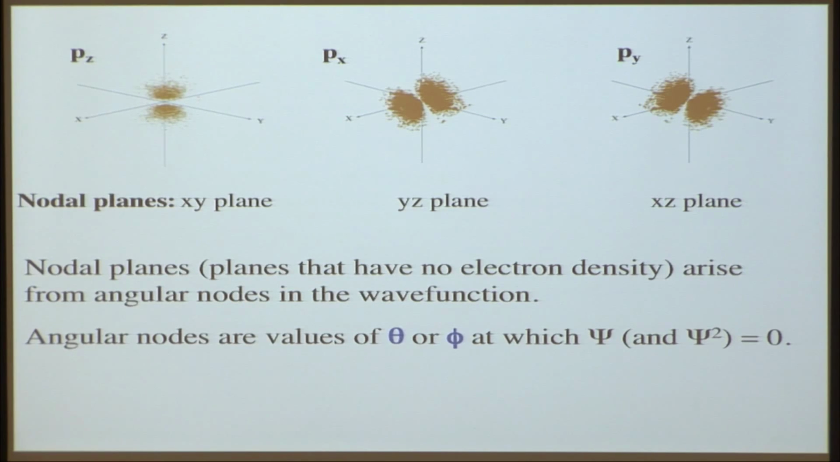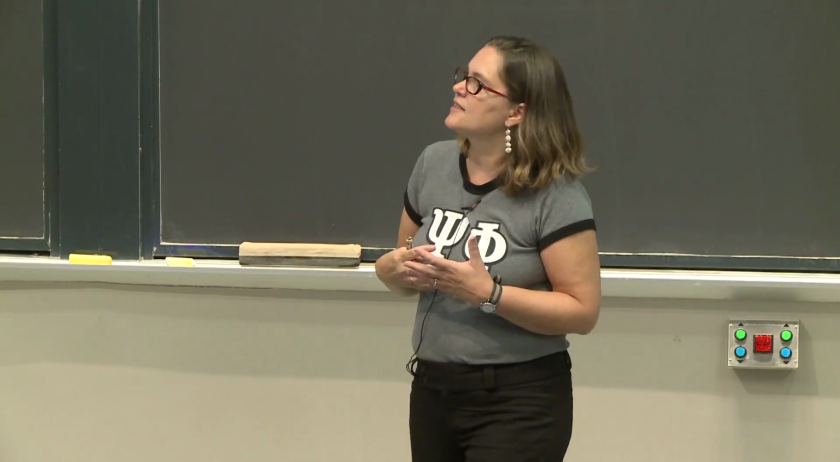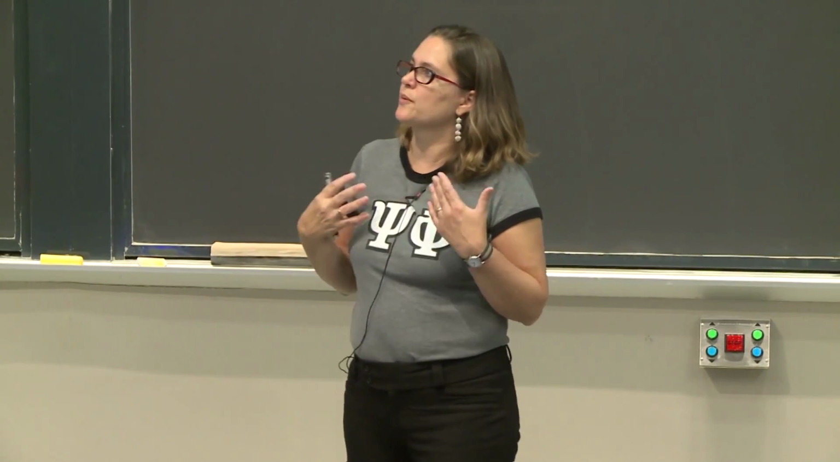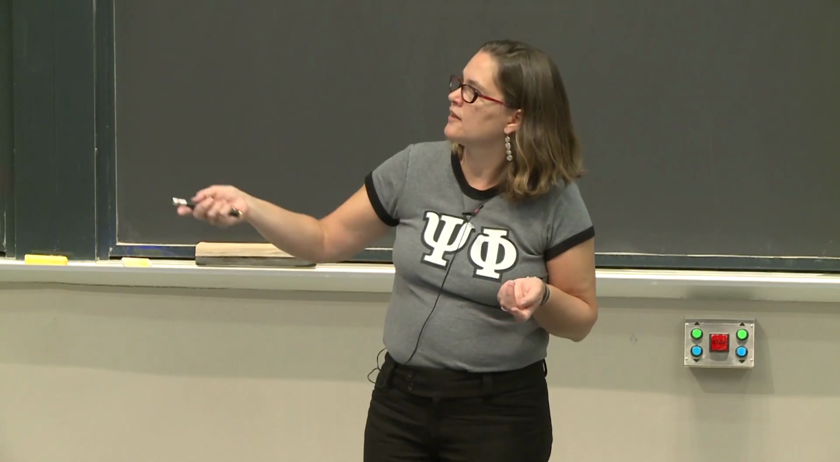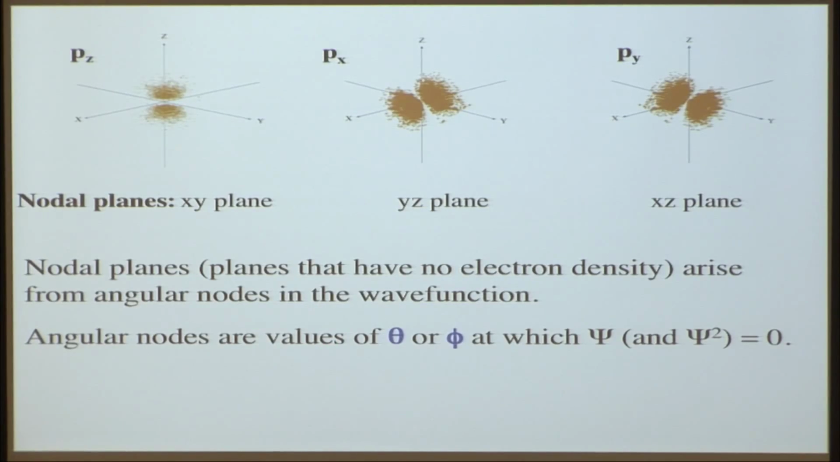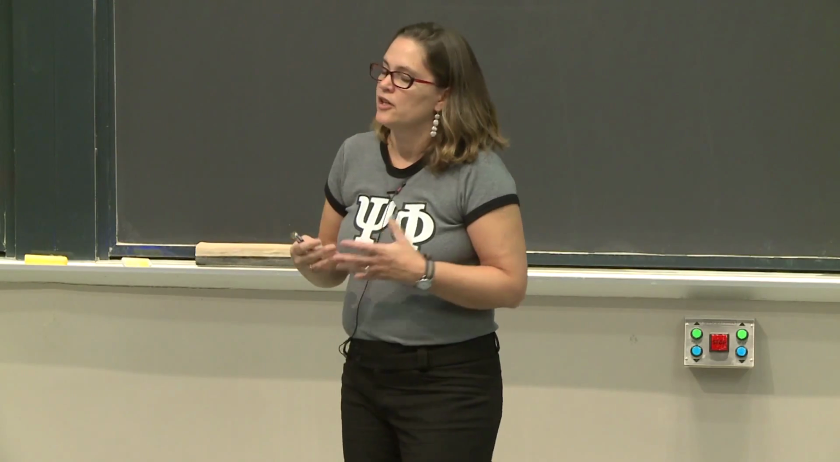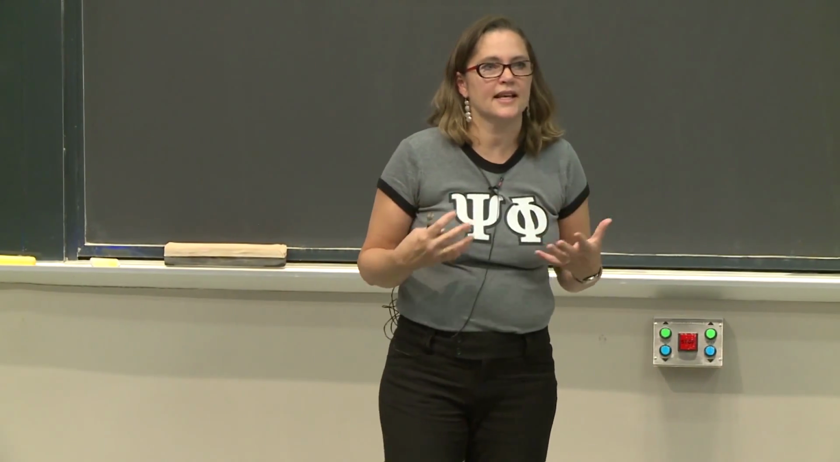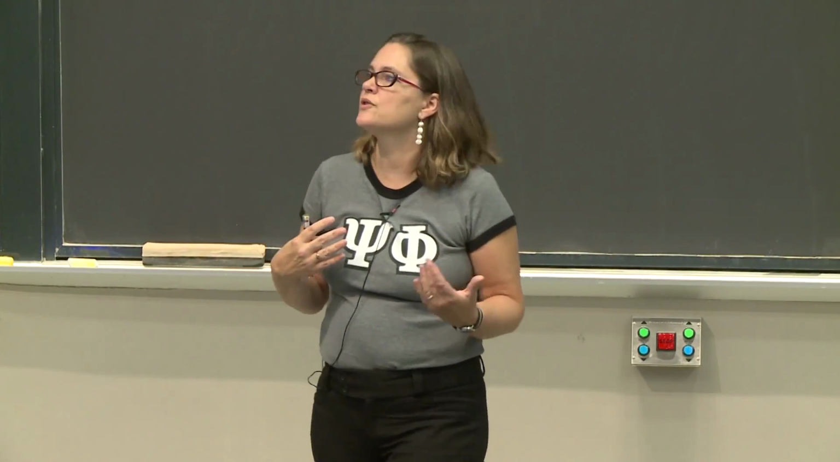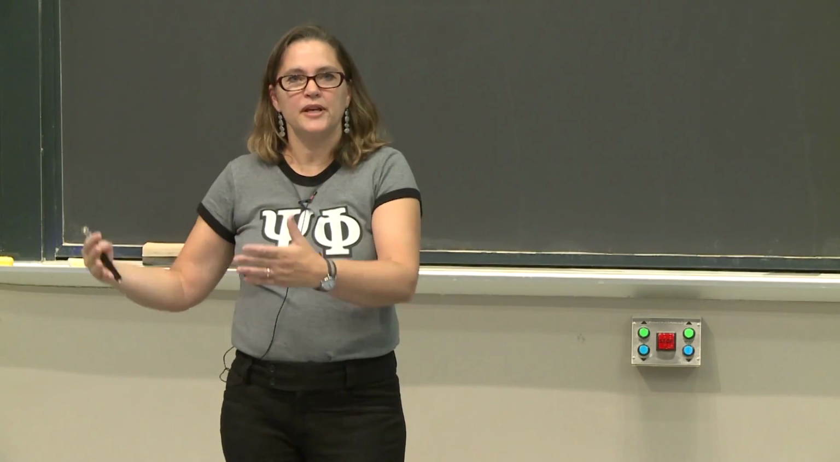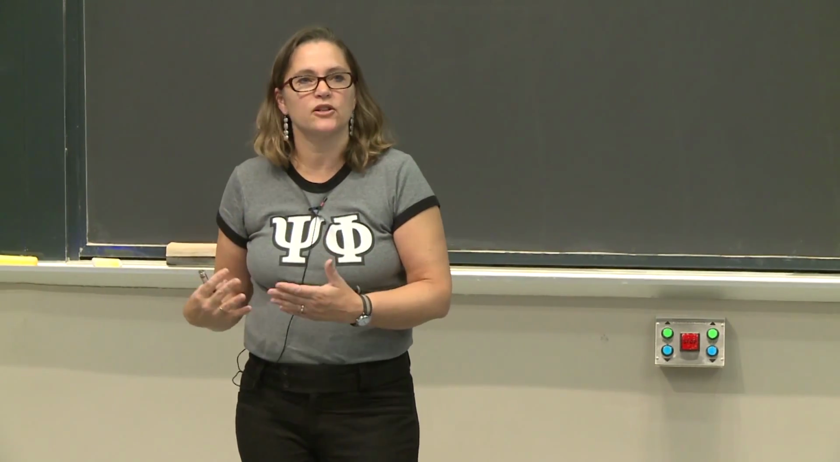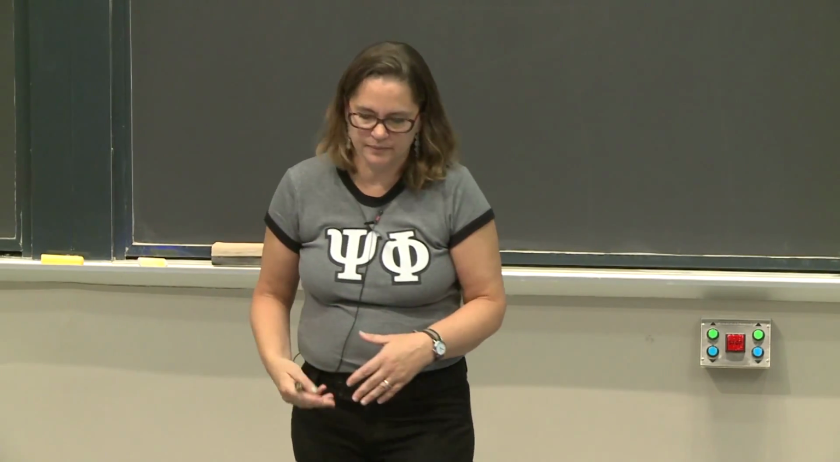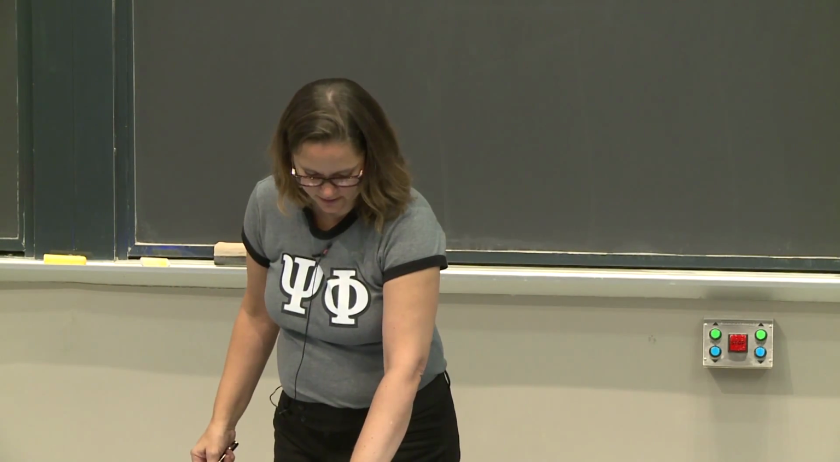So again, for these nodal planes, there's no electron density there, and this arises from these angular nodes in the wave function. So angular nodes, or these angular nodal planes, are values of theta and phi for which the wave function squared is 0. This is very different from the s case where we only had radial nodes, but now in the p orbitals where the angular component matters, there are angular nodes as well. So we can think about how to calculate the angular nodes.